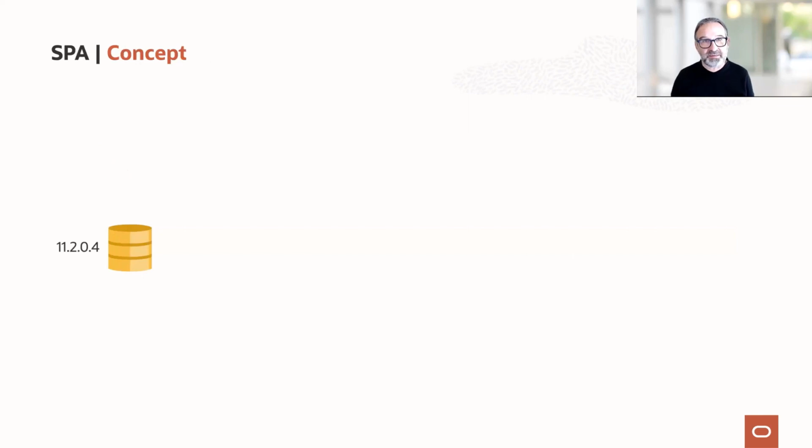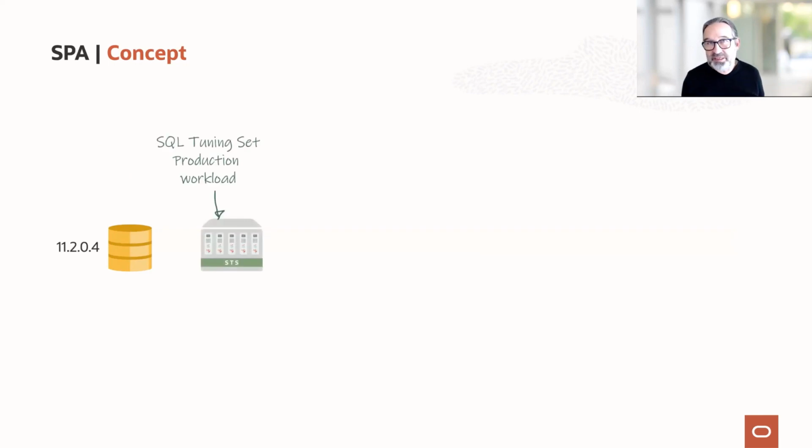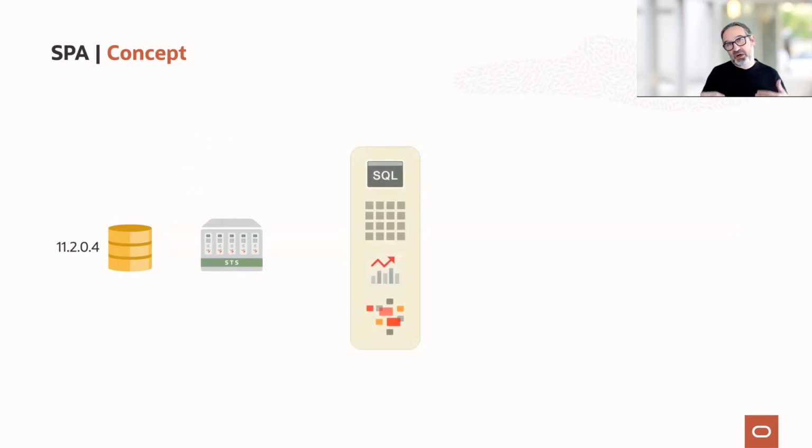Let me explain it. In this case, we have an 11.2.0.4 environment. And what we did already in our workflow is we created a SQL tuning set with the production workload. So that SQL tuning set has now our SQL, our execution statistics, our binds, all we need, and the plans.